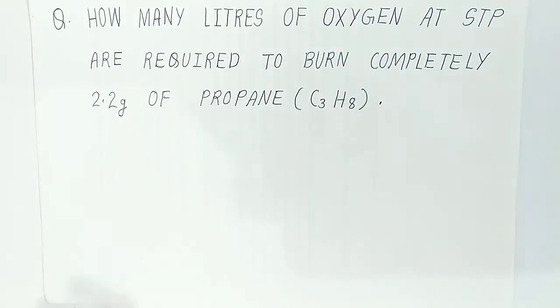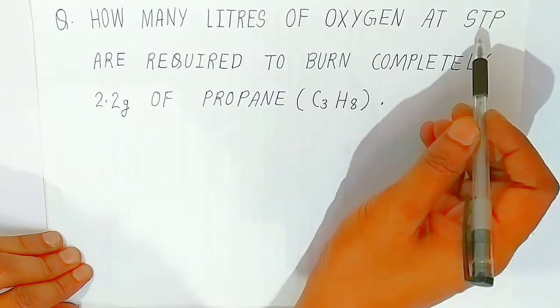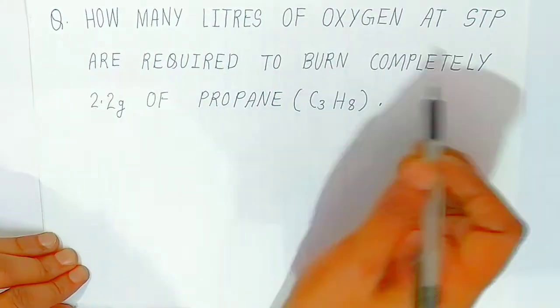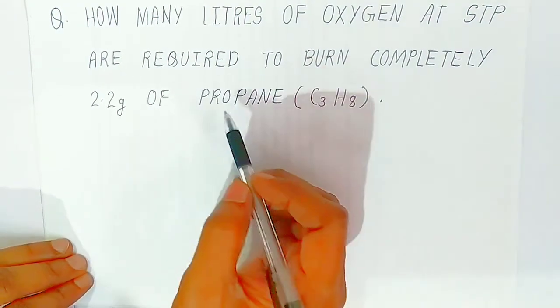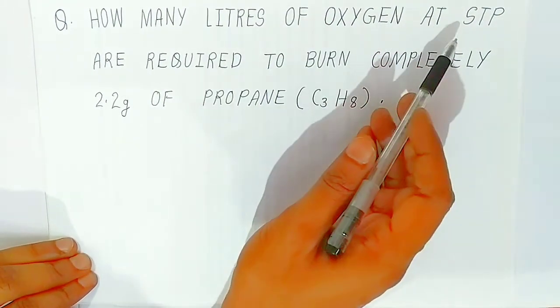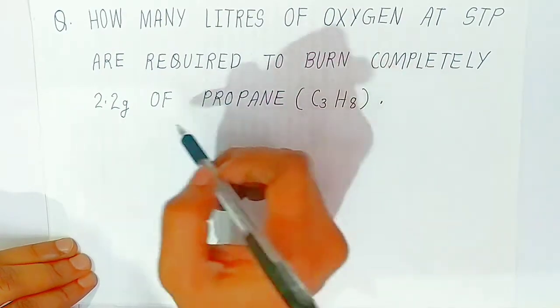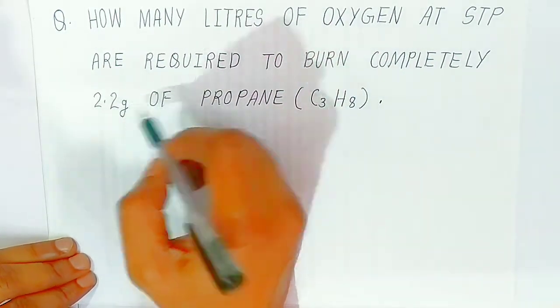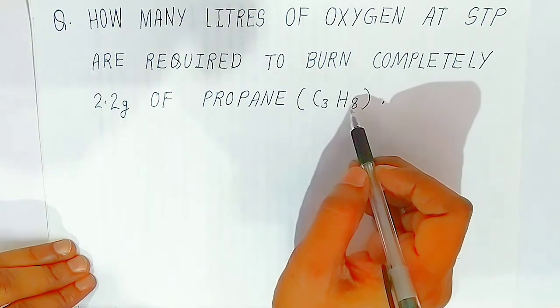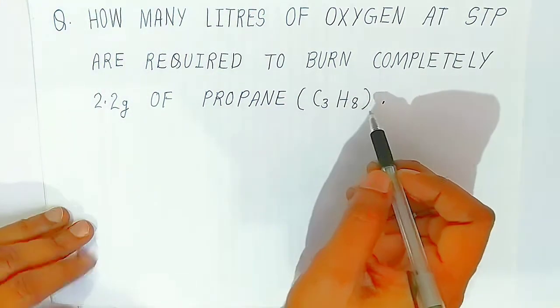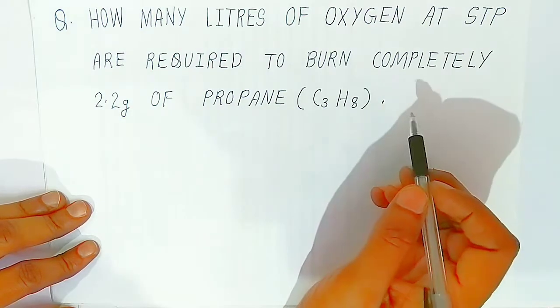Now students, how many liters of oxygen at STP, standard temperature and pressure, are required to burn completely 2.2 gram of propane? Here we are going to burn the propane. Propane's molecular formula, students, is C3H8. We are going to burn the propane gas in the presence of oxygen, so it will always produce carbon dioxide and water.